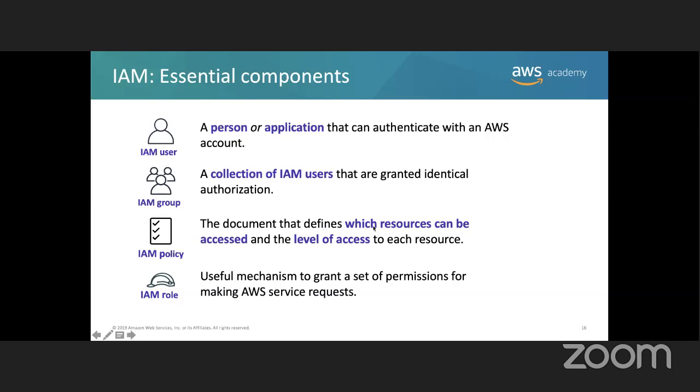The document that defines which resources can be accessed and the level of access to each resource, that will be an IAM policy, okay? And this one is an IAM group, okay? And the role is a mechanism to grant a set of permissions for making AWS service requests, okay? So what is the document that is written in JSON format? An IAM policy.